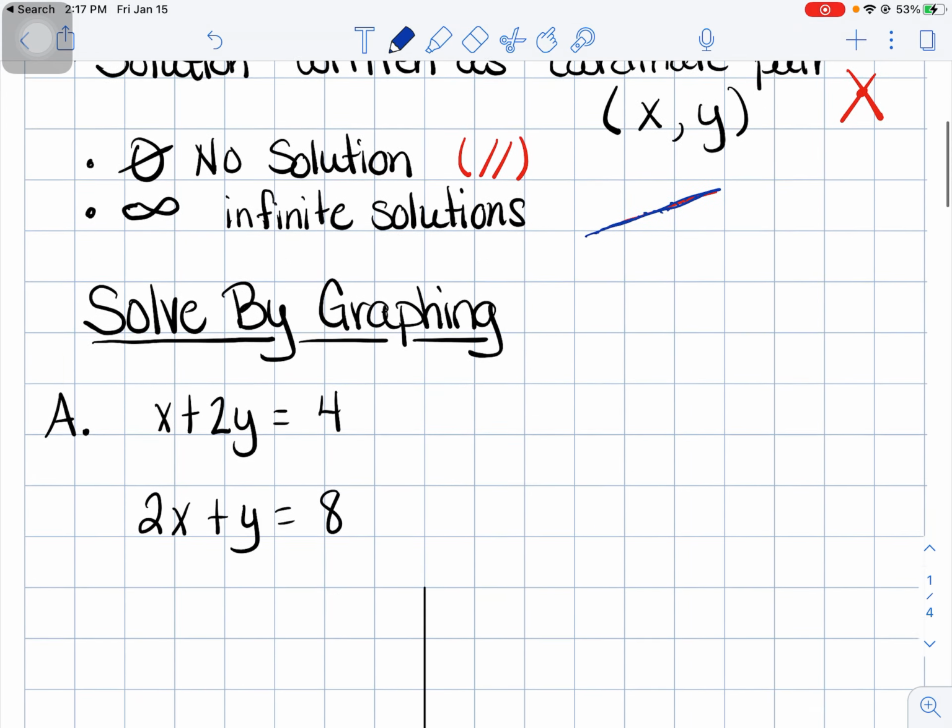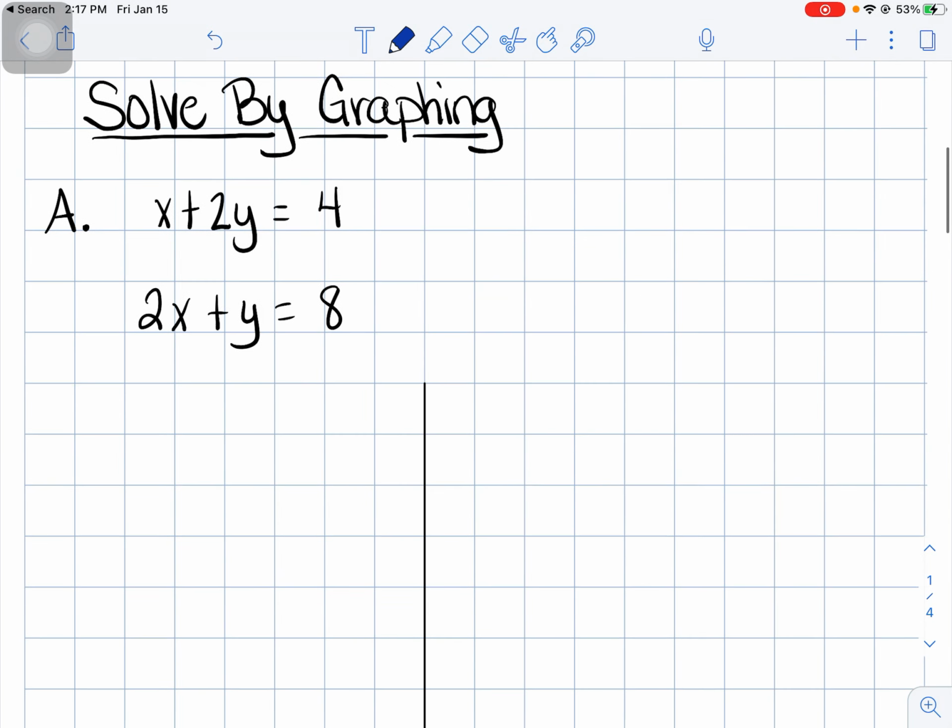So today we're going to focus on solve by graphing. So we've got a couple steps that we have to remember. So the first thing is we want to make sure that we put these equations both in slope-intercept form. Remember, slope-intercept form is y equals mx plus b. M is your slope, b is your y-intercept, and then your y and your x are points that can lie on that line that make the equation true. So we're going to change these first to slope-intercept form.